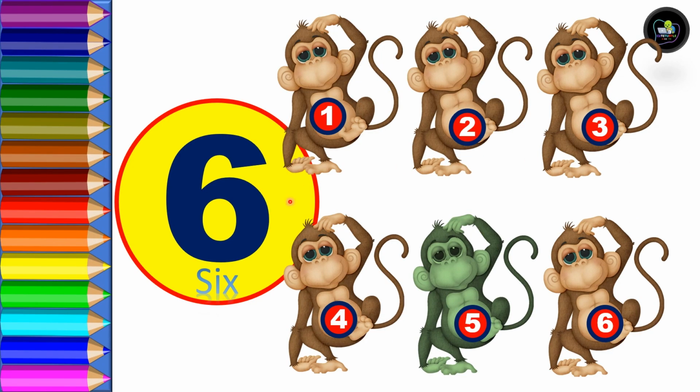6. S-I-X. 6. Count. 1, 2, 3, 4, 5, 6. You can see here only 1 green monkey and 5 brown monkeys. 5 plus 1 equal to 6.